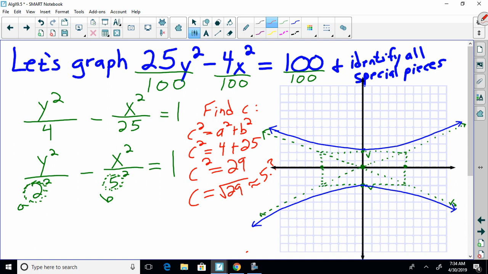So, from the center of the hyperbola, in the direction of the major axis, the transverse axis, let's count radical 29 units. Here we go. 1, 2, 3, 4, 5 point something. Focus. And that would be the point 0, radical 29. And in the other direction, 1, 2, 3, 4, 5 point something. Focus. That would be the ordered pair 0, negative radical 29.